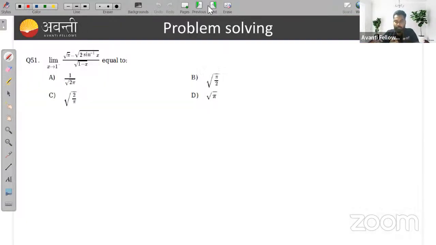Simple question: you have to evaluate this limit as x tends to 1 minus, where the numerator is root pi minus root of 2 sine inverse of x, upon root of 1 minus x. Clear? So let's solve. What is the answer?